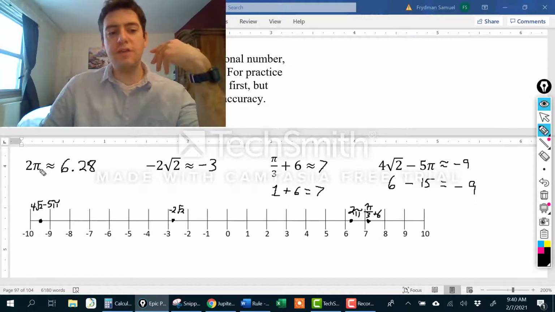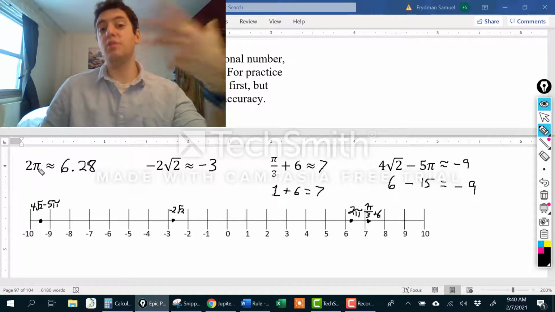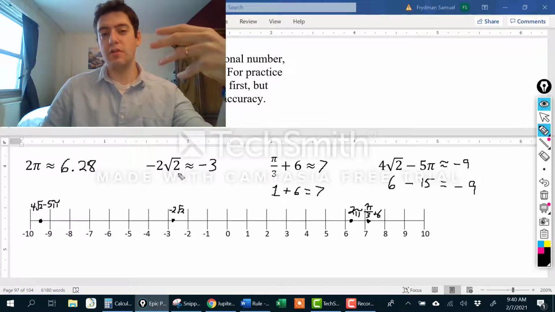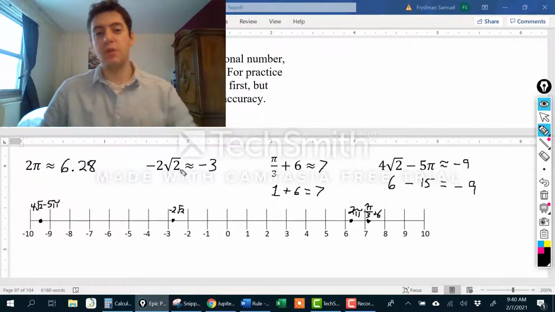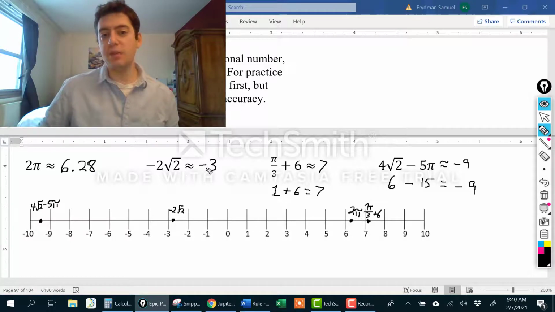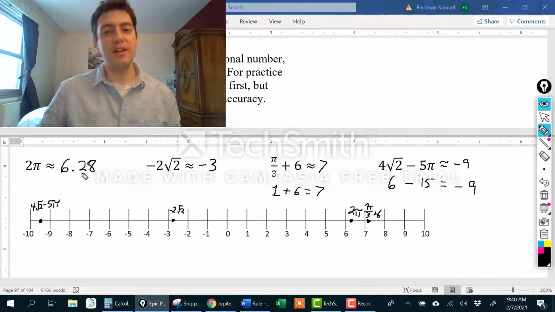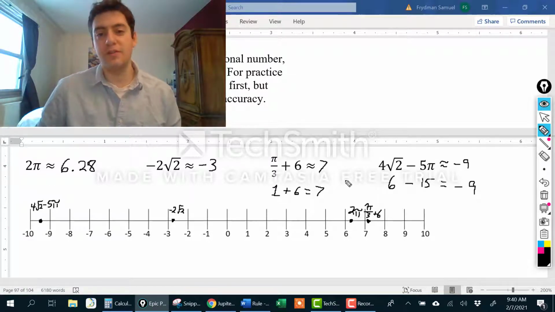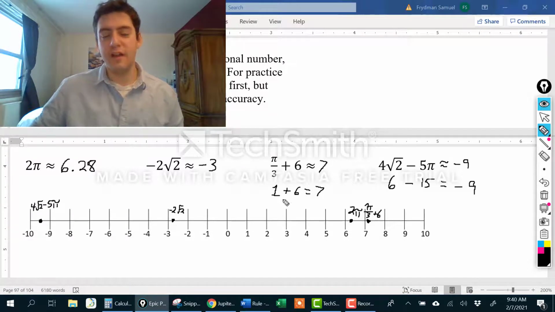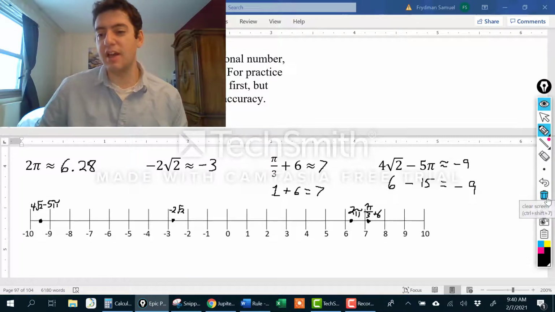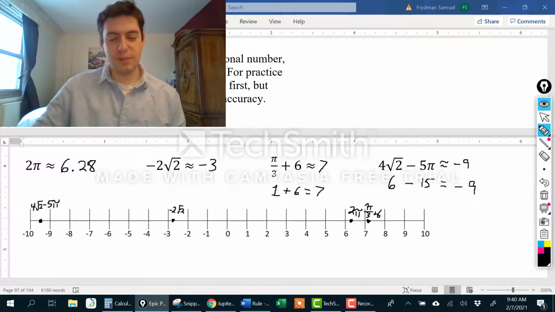You can see that if you understand that pi is a little bit more than 3, and if you know that the square root of 2 is a little bit less than 1.5, you can make some reasonable approximations and do a lot of this in your head, as long as the numbers are using pi or the square root of 2. There are a whole lot of irrational numbers, obviously, and I don't expect you to know all of them.